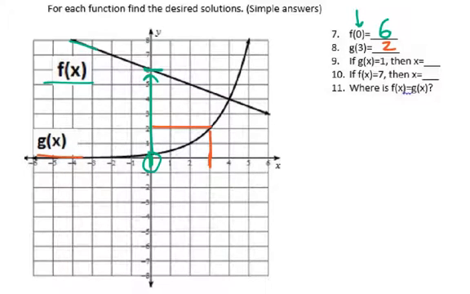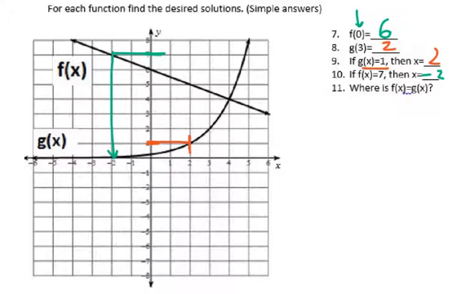Now 9 and 10, we're working backwards. On 9, this time they're giving us the output of 1. So we go to output of 1, go over to our graph, our input is 2. Because it's finding what the input is. For the f of x, it says our output is 7, so go up to 7, go to our graph. Our input is negative 2.